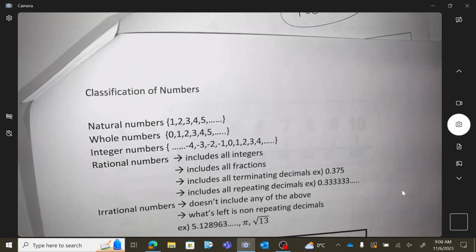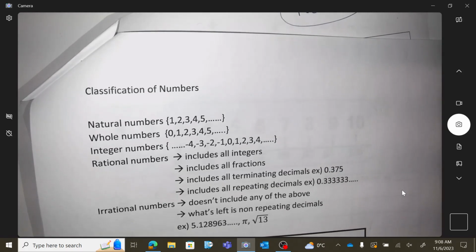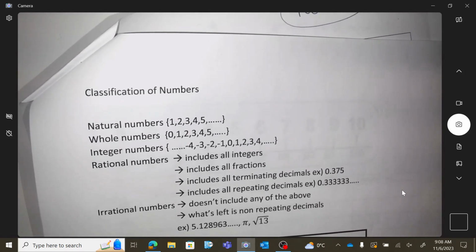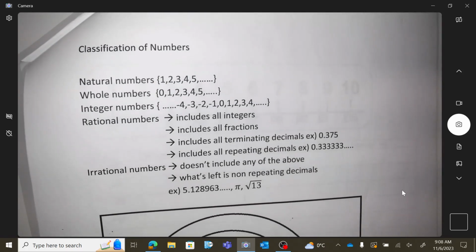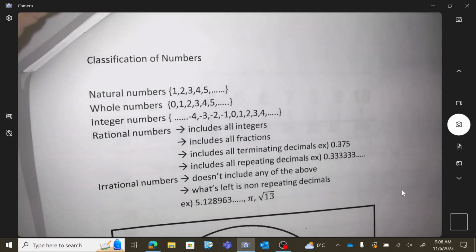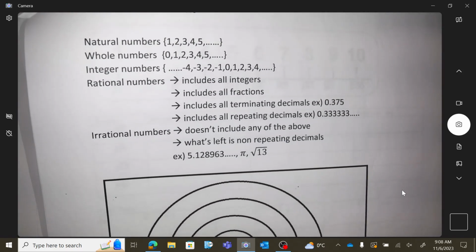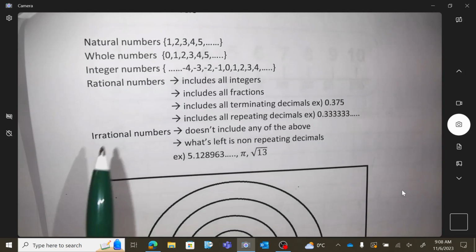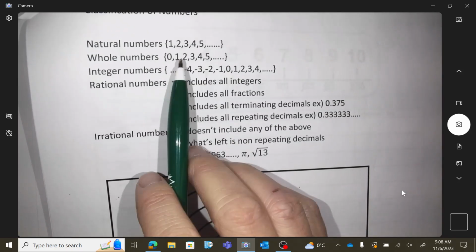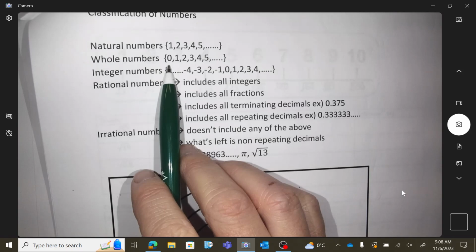Okay, so when you classify numbers in math, we have these numbers: natural numbers, whole numbers, integers, rational, and irrational. Natural numbers are numbers that exist in nature, so you can start counting at 1. Whole numbers are all the natural numbers, but now we're also going to include 0.